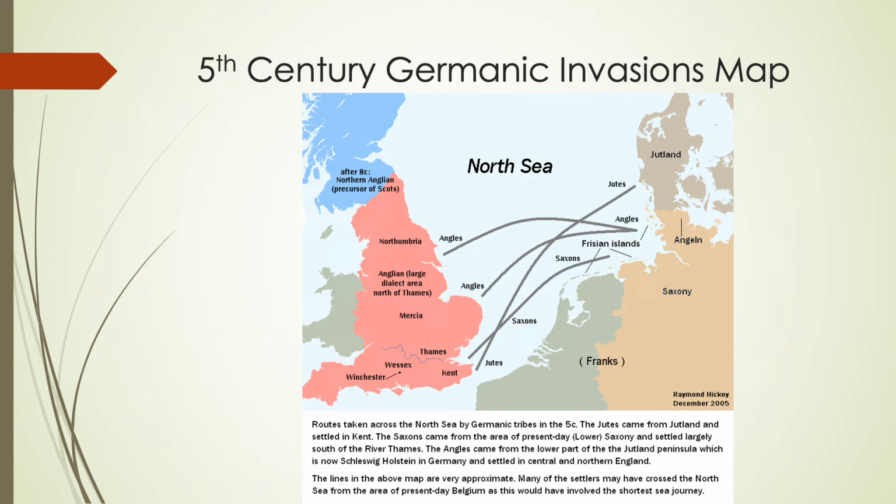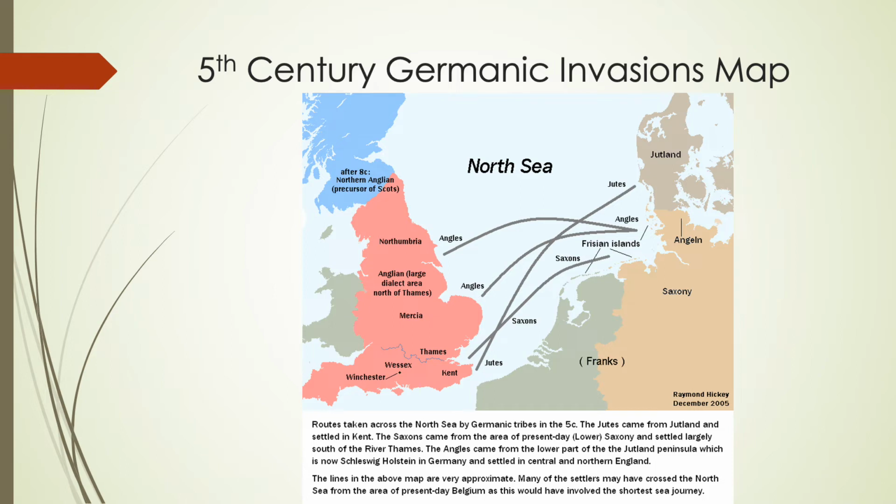You'll notice on this map that there are some different routes that are taken. The Jutes came from Jutland, which is present-day Denmark, and settled in Kent, which is in southeast Britain, southeast of London. The Saxons came from present-day Lower Saxony, in the far northwest parts of present-day Germany. They settled largely south of the Thames River, so around London and south of London. The Angles came from the lower part of the Jutland Peninsula, the far northern reaches of Germany, and settled in central and northern areas of England.